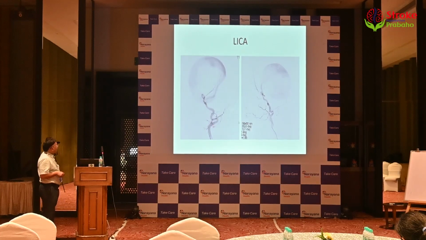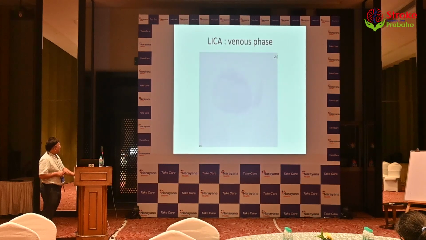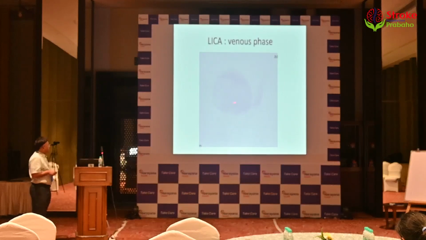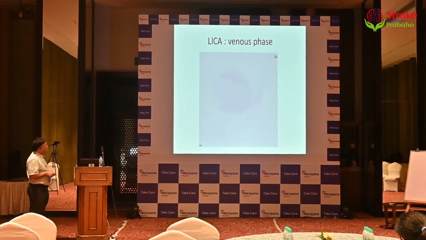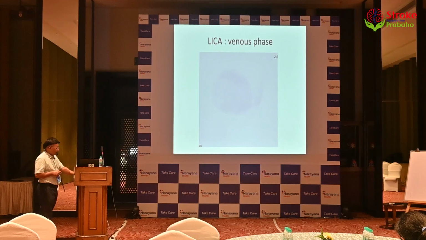This is the left internal carotid artery injection, and you can see through the PCOM, PCA, this fistula is filling. There is a huge fistula here. This is the left ICA venous phase. So this is vein of Galen malformation. You can see there is some stenosis here, and there is a falcine sinus.